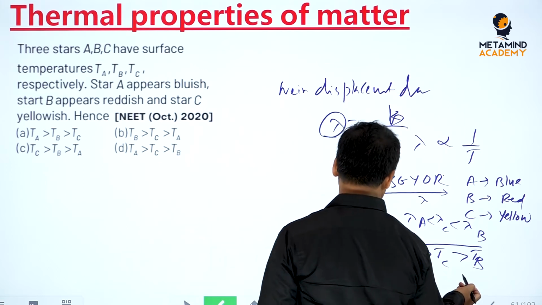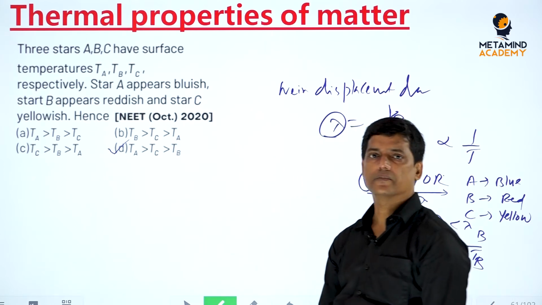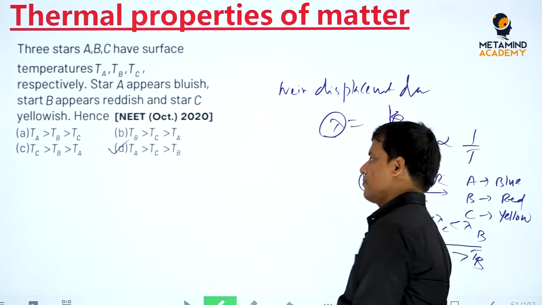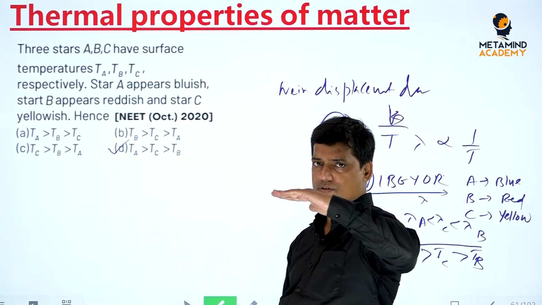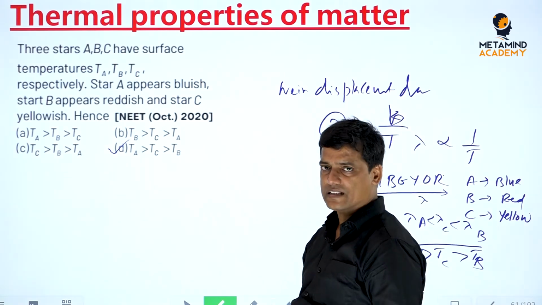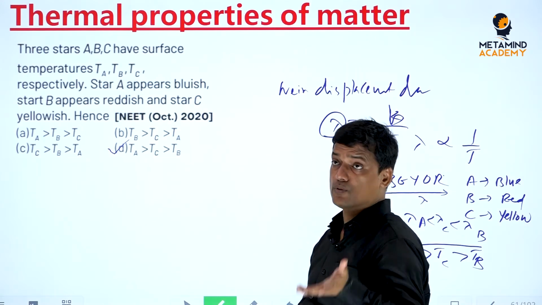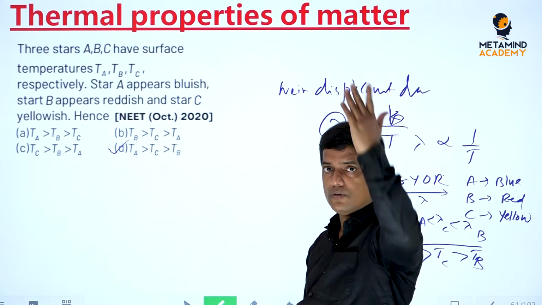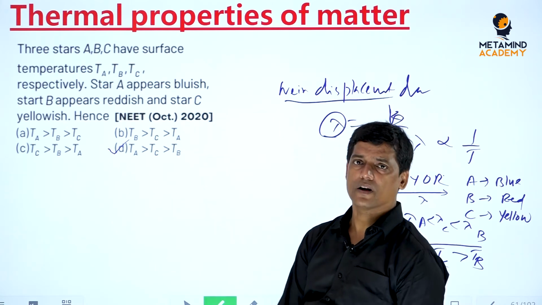T of A is greater than T of C is greater than T of B. So the correct answer is D. And this you practically saw also, that's what I told you. You see from red it goes to yellow and then it goes to blue, and that is how the metal is getting superheated, right? So you can say as the temperature is changing to the higher side, you are shifting from red to blue side. The same thing which is observed by the Wien displacement law.